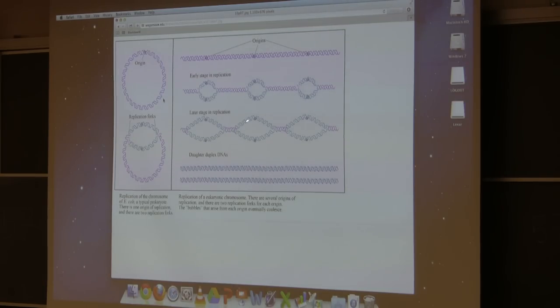In our cells, our chromosomes are way bigger. If we only had one replication origin, it would take forever for the cells to duplicate. So we have multiple replication origins. And as we will see, the linear ends are a problem. In the case of E. coli, there's no linear end. They don't have that same problem that we do.